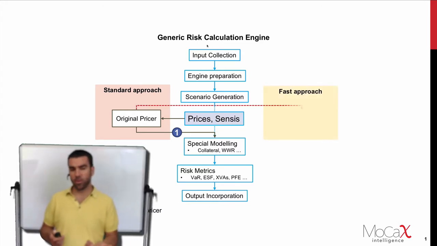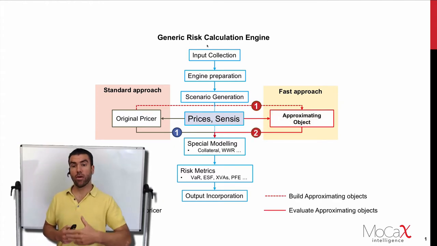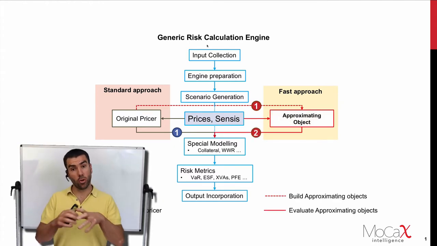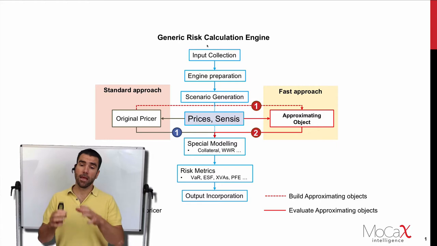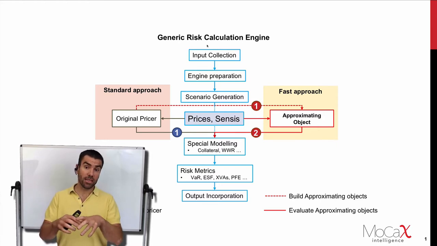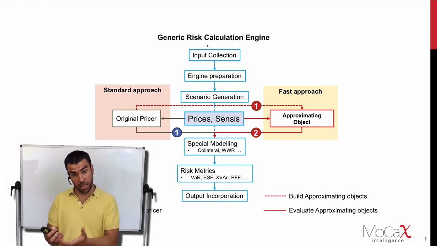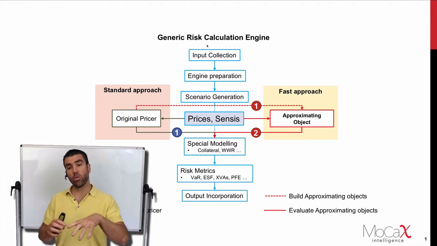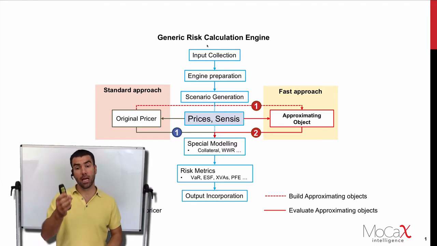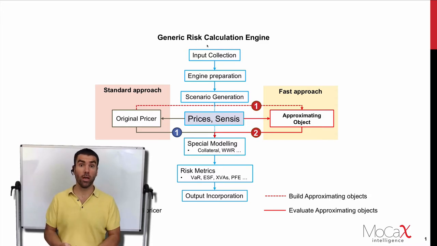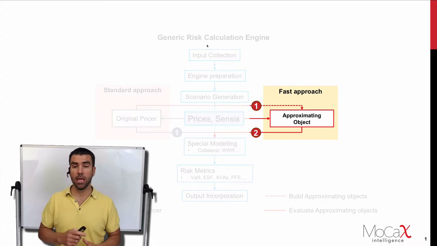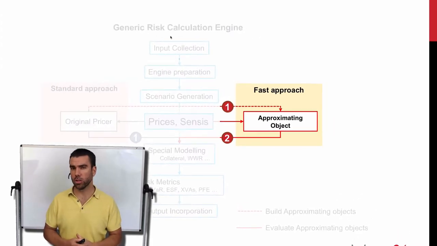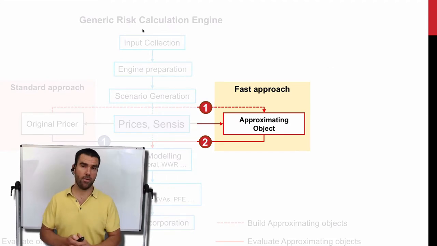An alternative to this consists in going through a fast approach by which we create an approximating object. This approximating object is first calibrated or built in a first step by calling the original pricer a limited number of times. And then once we get the approximating object, in the second step, we call it, for example, 1,000,000 times for the risk calculation engine. So let's focus on this fast approach. What are the properties that we want it to have, that we really need it to have?